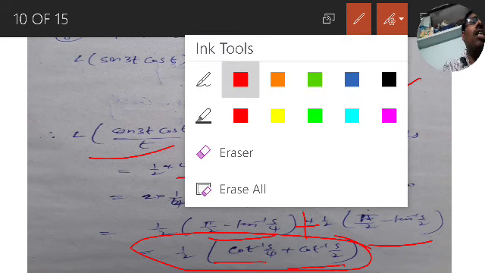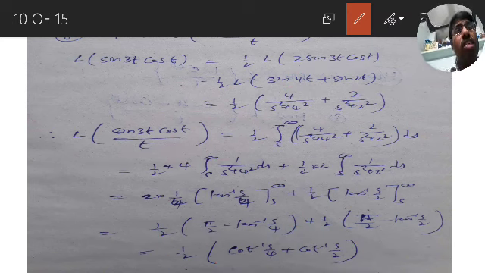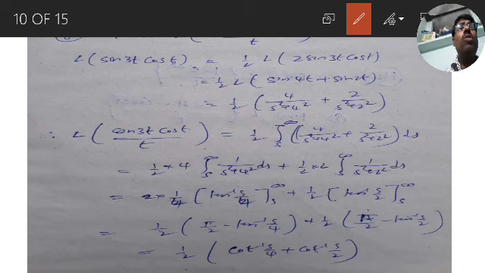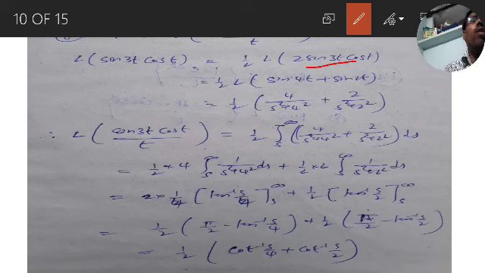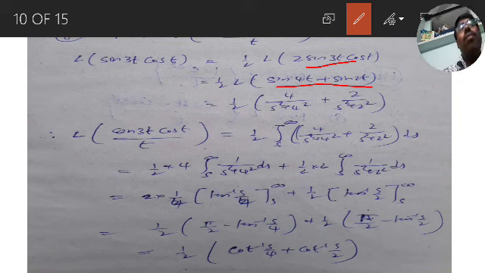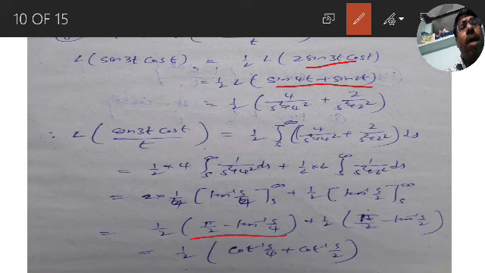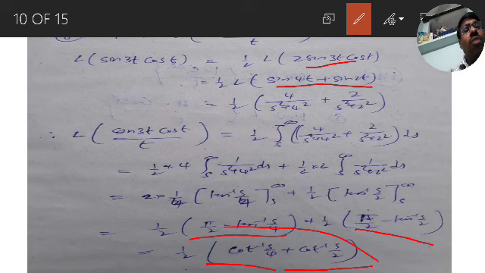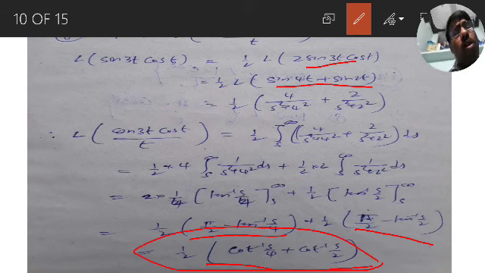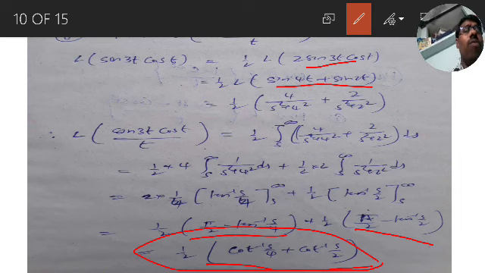So what is the change here? Very similar to the previous question. There it was 2 cos A sin B, here 2 sin A cos B. So there it was sin(A+B) minus sin(A-B), here sin(A+B) plus sin(A-B). That's it. Plus comes here, and pi by 2 minus tan inverse is cot inverse. So this is our final answer: 1 by 2 into cot inverse of s by 4 plus cot inverse of s by 2.